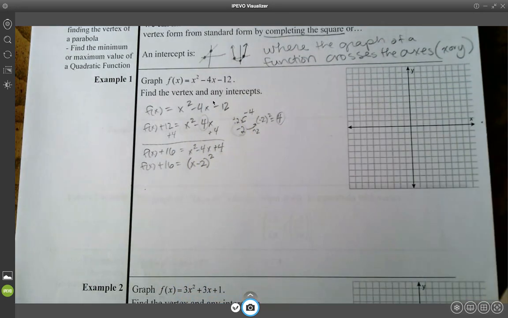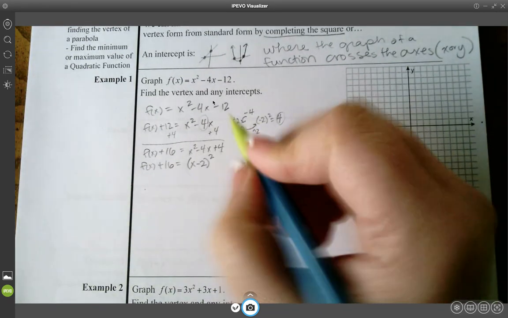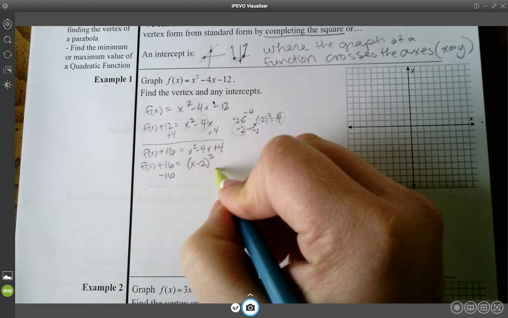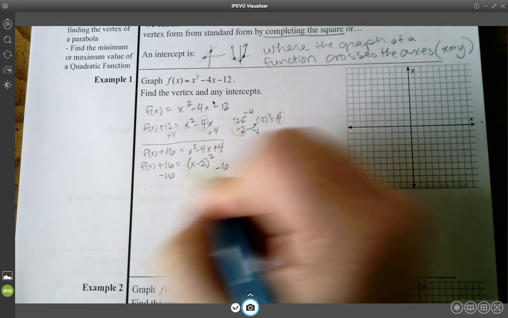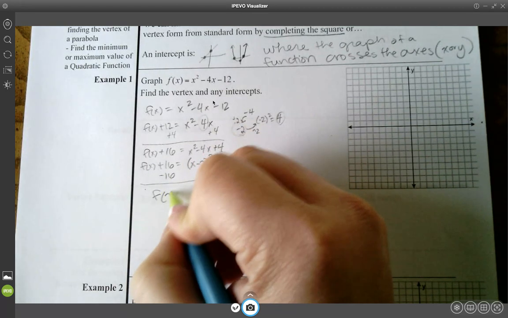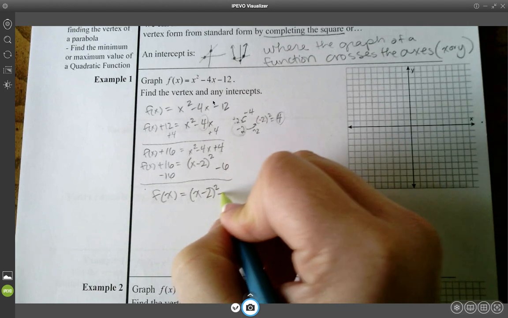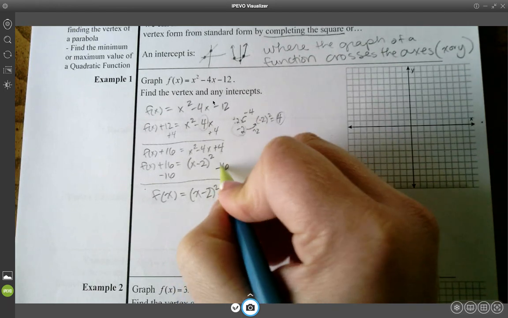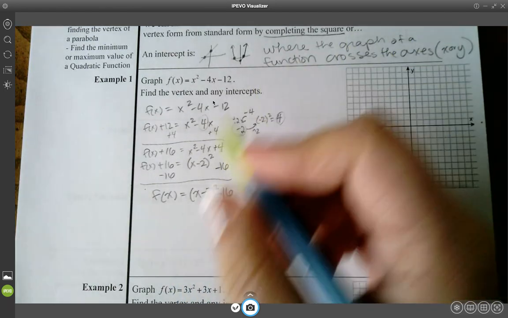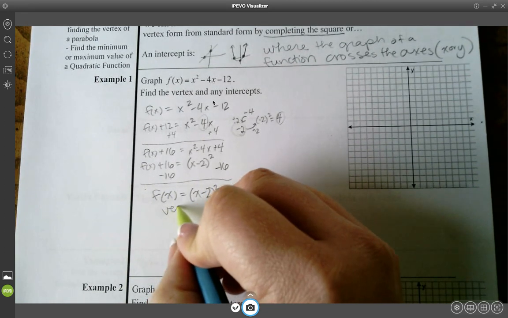Recognize that the minus 2 is the same value we got from the first step of completing the square. But then we want to subtract the 16 back over so that we have it in function notation. So we have f of x equals x minus 2 squared minus 16. Okay, so now we have this function in vertex form. This is now vertex form.